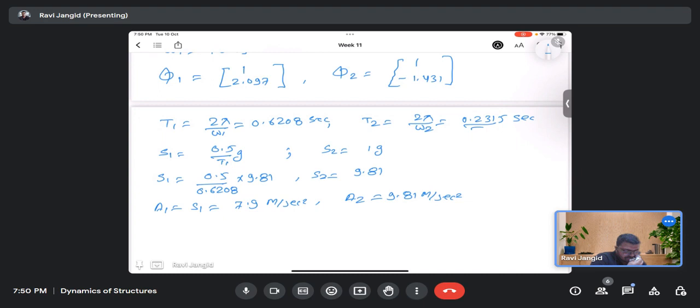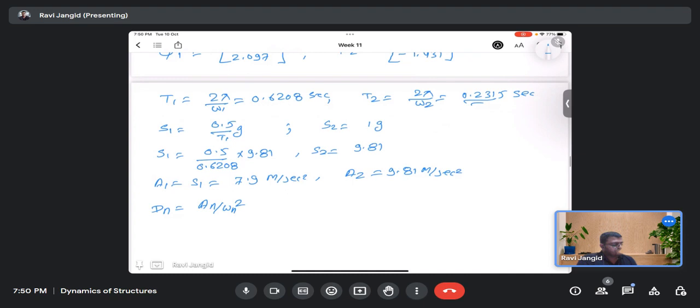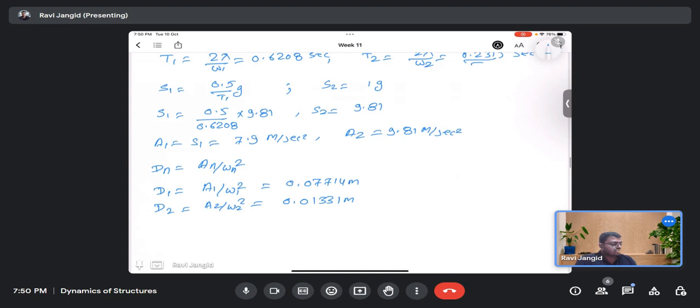Okay, then the displacement Dn would be An by omega n square. So D1 would be A1 by omega 1 square. That would be coming out to be 0.07714 meter. D2 would be A2 by omega 2 square. So that would be 0.01331 meter.